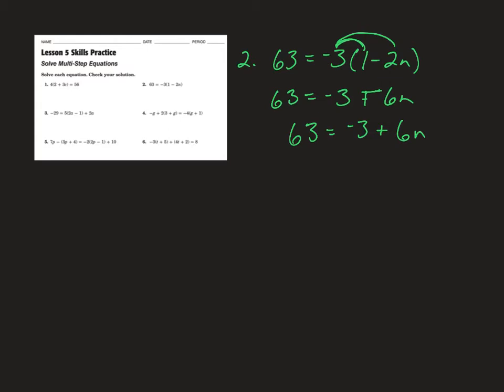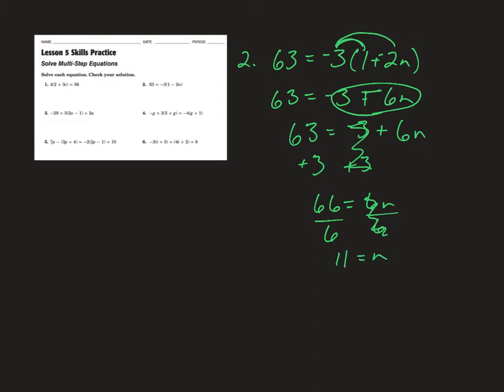I could also do this by taking negative 3 and using that subtraction sign to give the 2n a negative value. So then I would be able to skip this step right here. Either way will work. So next I need to get 6n alone. So I'm going to add 3 to both sides of the equal sign. I get 66 is equal to 6n. Again, I can see the common factors, so I know I'm on the right track. I have to divide by 6 to get n alone, and I get 11 is equal to n, or n is equal to 11.